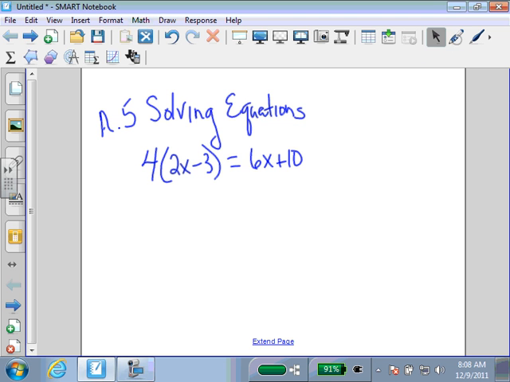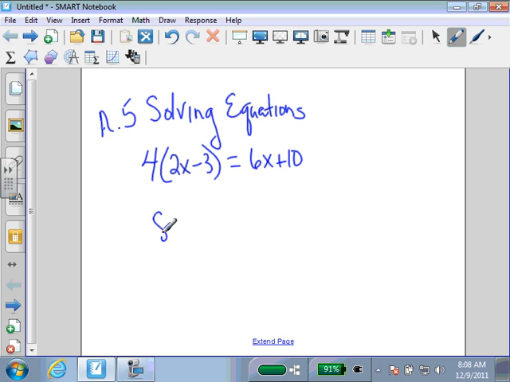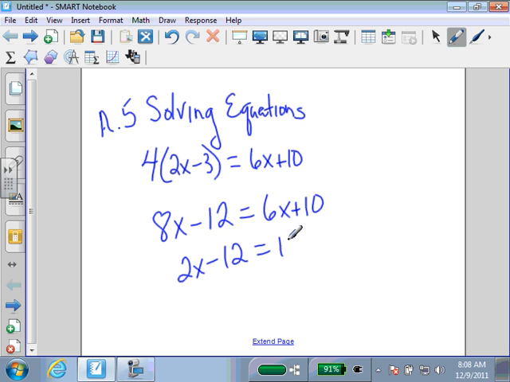So for this one, we're going to distribute. 8x minus 12 equals 6x plus 10. Subtract 6x from both sides. Add 12 to both sides. Divide both sides by 2. X equals 11.